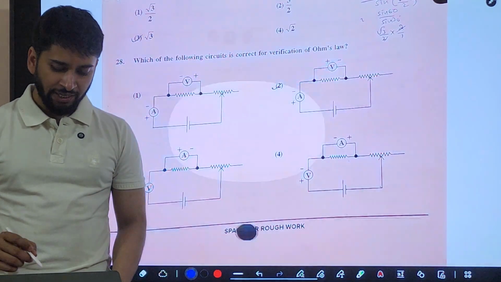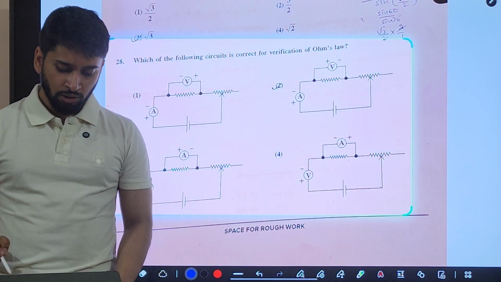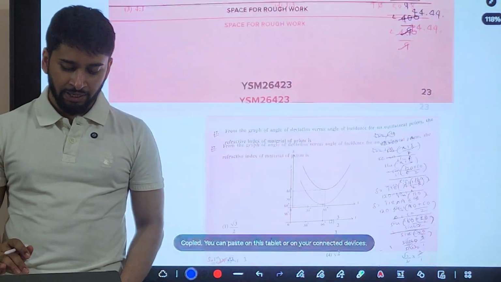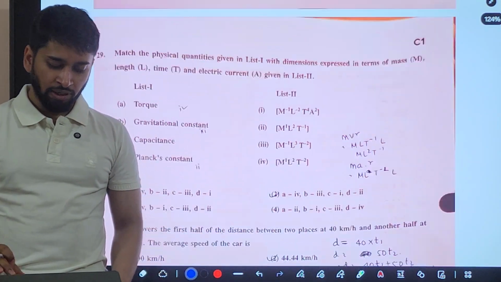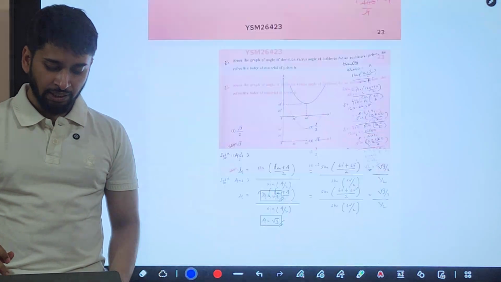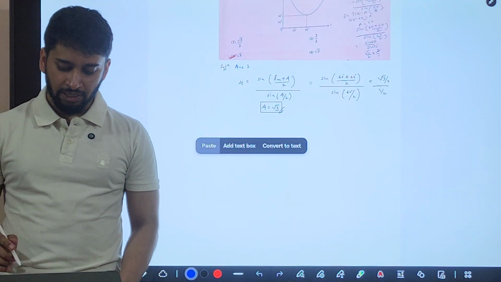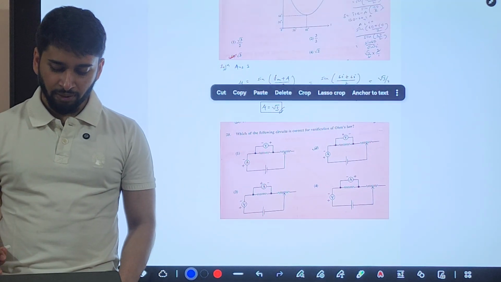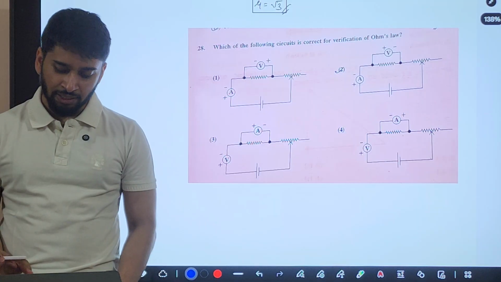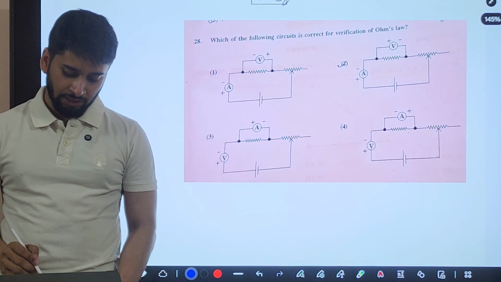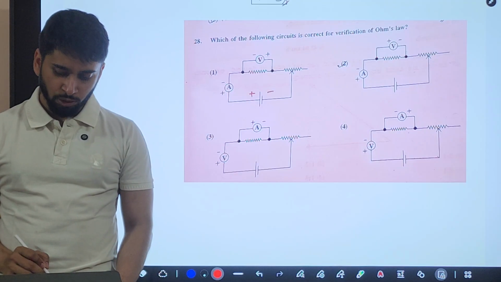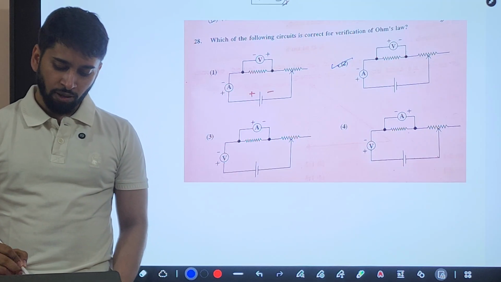Which of the following is correct for verification of Ohm's law? So in Ohm's law, what we will do? We will measure the voltage and current properly and will plot a graph. So we have to just see which of the circuits is measuring the voltage and the current properly, right? Let us see quickly. Fine. So to measure the voltage, you should connect the voltmeter in parallel and the ammeter in series, right? And this is the higher potential, this is the lower potential. So plus should be on the left hand side. So second option is correct.